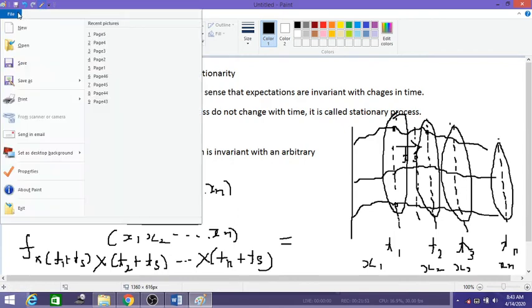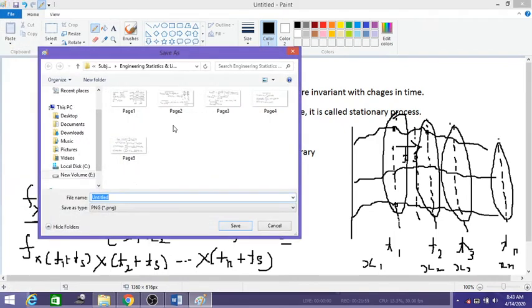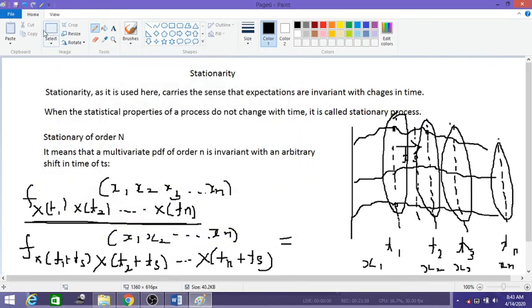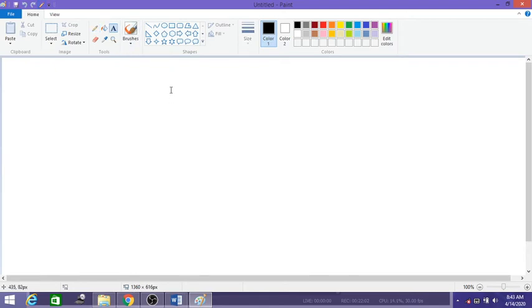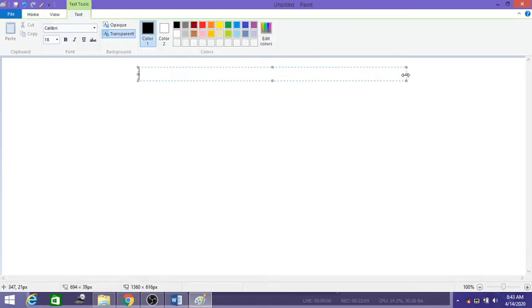So let me save this page here. It is page 6. Let me go to the new page here. So let us talk about the stationary of order 1.